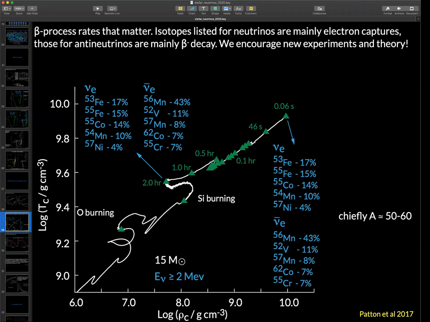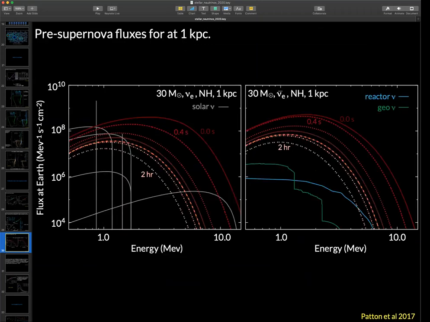Thanks. But what you will be able to get are things like this shot right here. Did I show it later? No. Okay. So also in Patton et al., we took all that and worked out what your flux is at 1 kpc. So this is a spectrum. On the y-axis is the flux at Earth, and on the x-axis is the energy of the neutrinos. And each of the colored lines is at a different time, from several hours before collapse all the way up to the onset of core collapse.